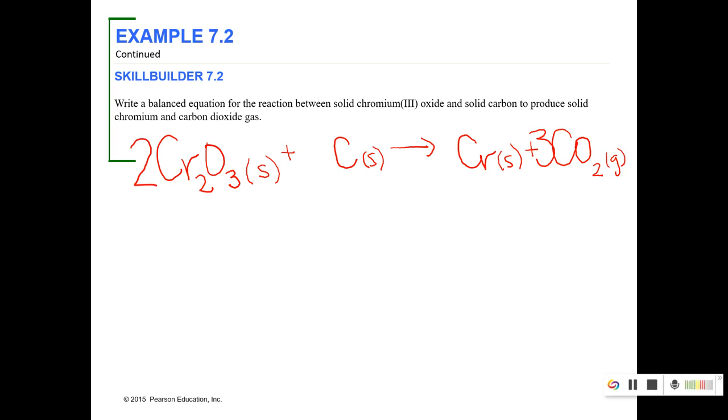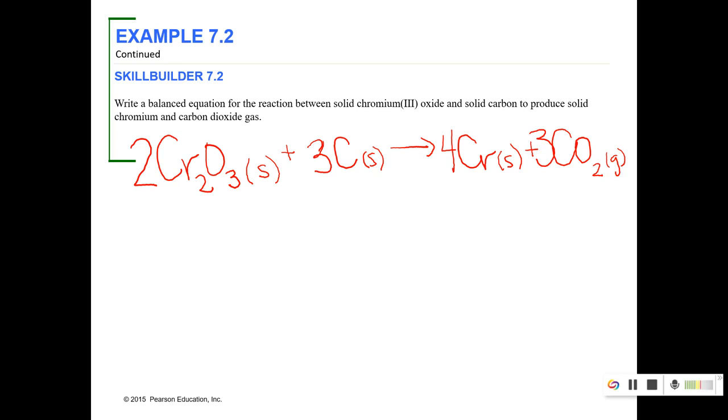Okay, the biggest thing with this is that you realize oxygen and carbon are 2 and 3. The only number they can be that's a whole number to be equal is 6 by multiplying. So I have to put a 3 in front of carbon dioxide and a 2 in front of chromium 3 oxide. When that happens, I affected my chromium. Now I have 2 times 2, which is 4 chromium, so I need 4 on my product side. And then carbon is 3 based on my 3 carbon dioxides on my product side.